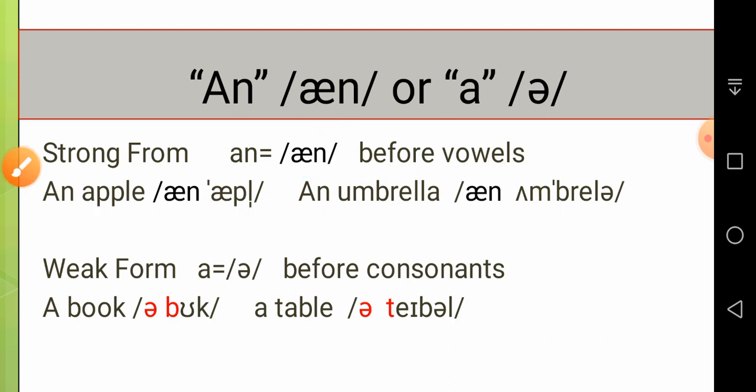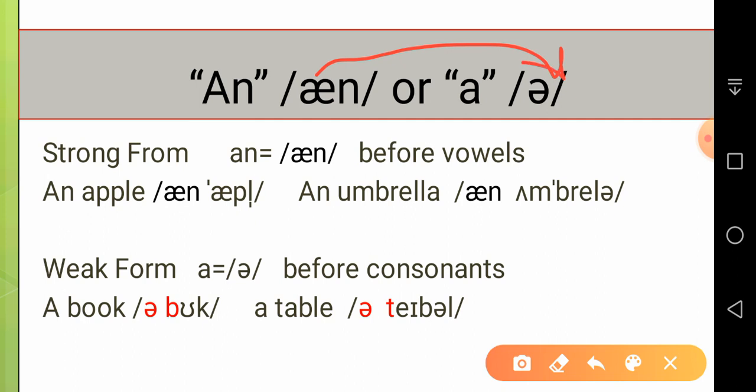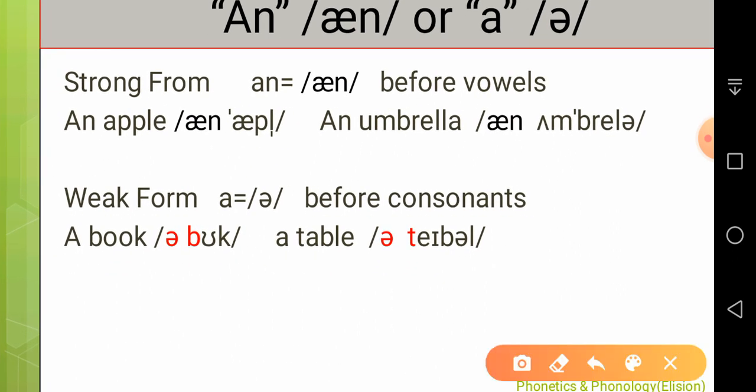So why, when there is no vowel sound coming next, does this "an" change into "a"? Weak form will be used before consonants. A book, see, a book. Here is a consonant, "b". So before "b" we will not use "an", we will use "a book", "a table", okay.